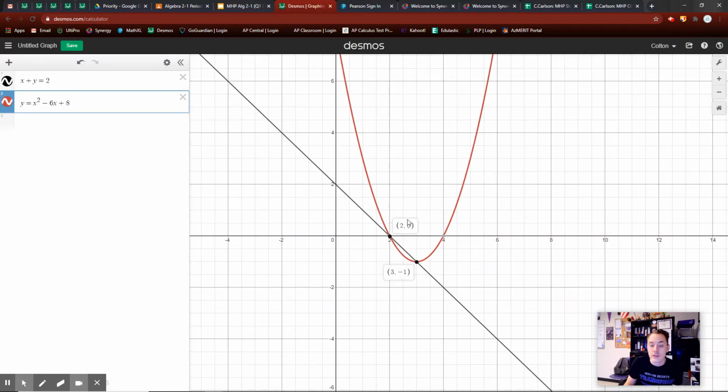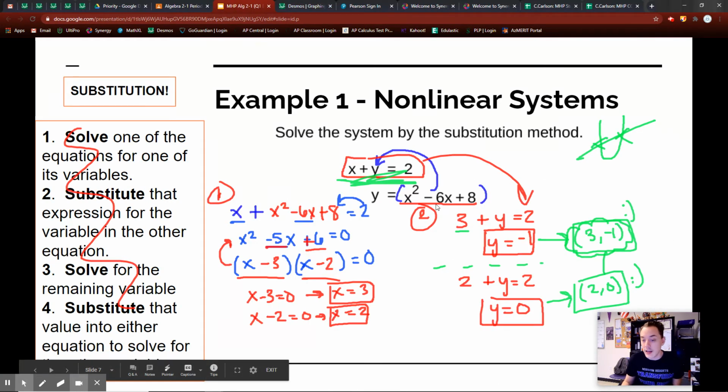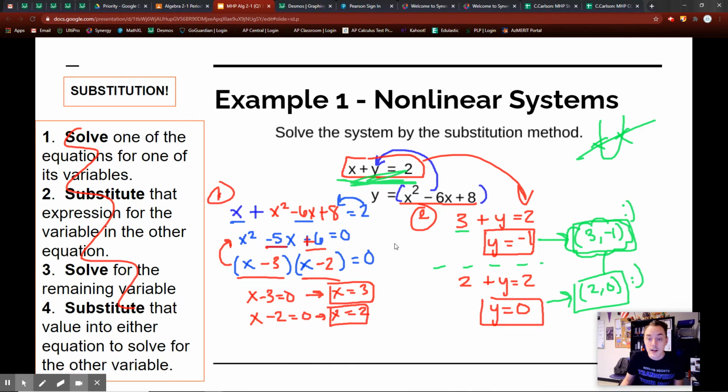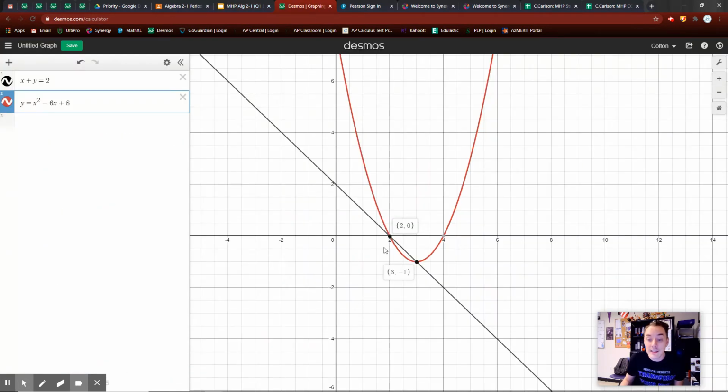3, -1, 2, 0. So, do you really even need to solve it using algebra? No, you don't. The first thing I would honestly do if I was taking a quiz or test on this, and if I'm allowed to use Desmos, is not solve it algebraically. I mean, maybe I would, but more than likely I would not. What I would do is plug it into Desmos.